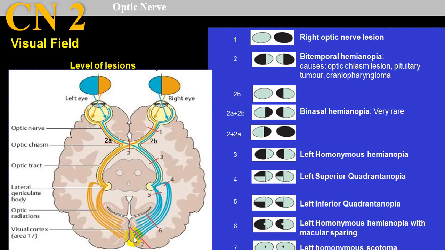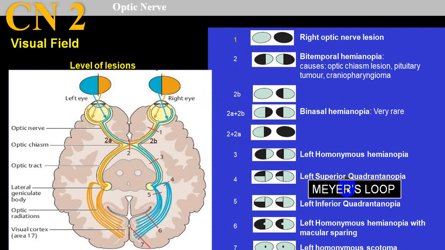And when you get the damage at 7, it will be only left side homonymous scotomas. That will be very peculiar of 7 when you get damage at the 7 level. So this will be the difference. Now we'll be going through all those different ways.